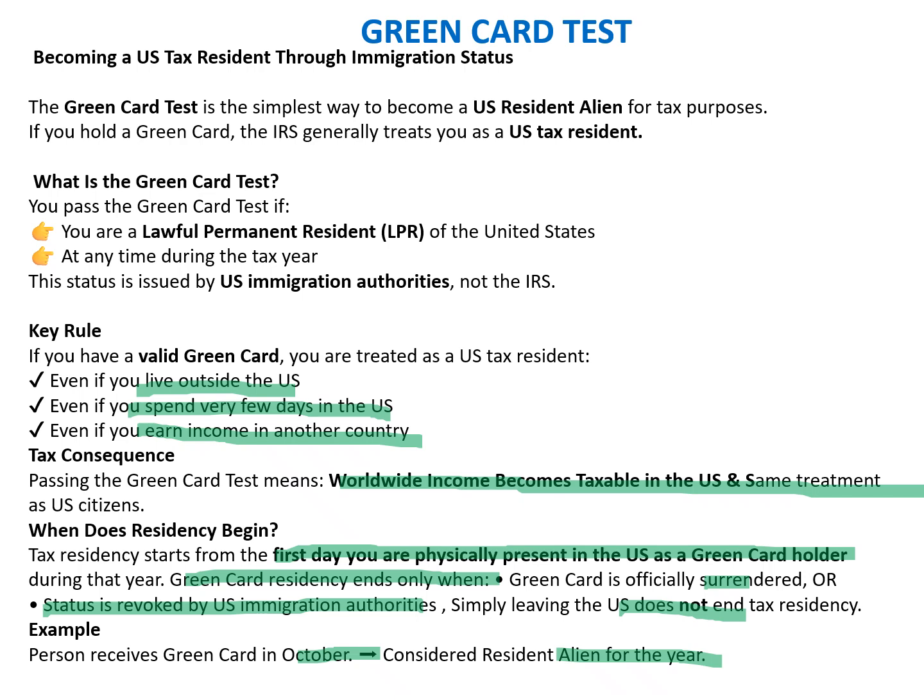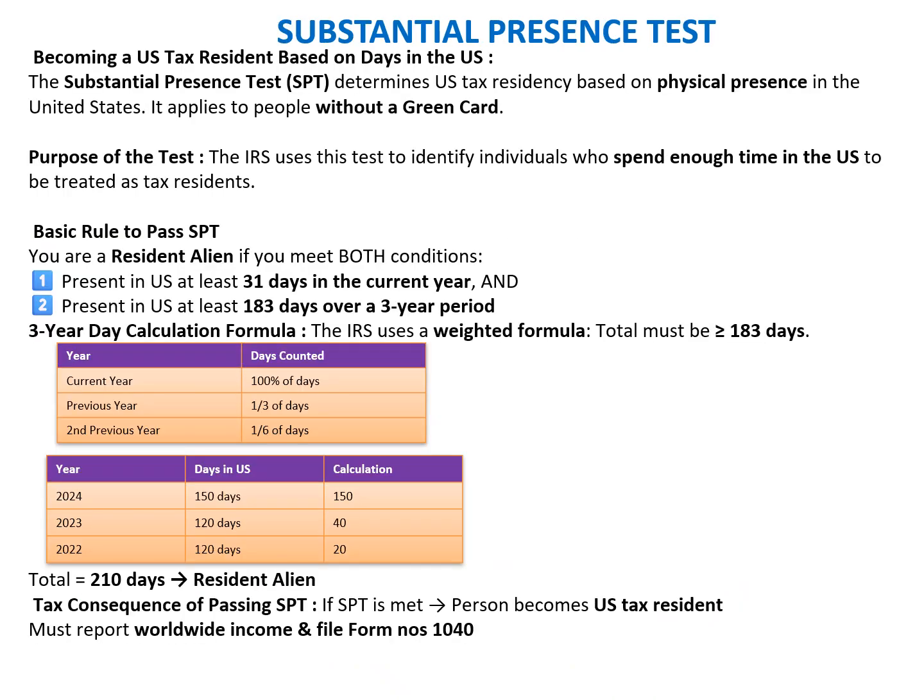So we'll move to the next slide. Now we know that to become a resident alien, either of the two tests needs to be passed. One is the green card test, the second is the SPT test, which is called the substantial presence test. And what does this mean? Becoming a US resident based on the days in the US. The substantial presence test determines US tax residency on the basis of physical presence in the United States. It applies to people without a green card. So if a person does not have a green card but passes the substantial presence test, then he or she automatically becomes a US resident alien.